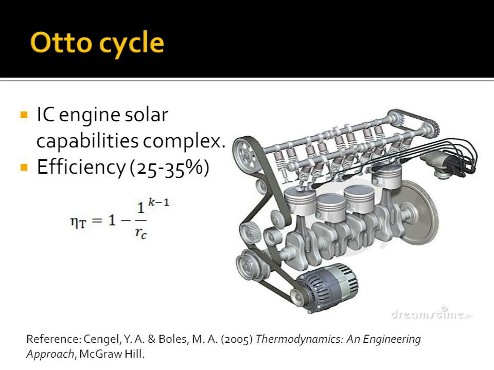Moving on to the Otto cycle. The Otto cycle, as you may or may not know, is the cycle that the internal combustion engine, your car engine, is based on. In terms of solar capabilities, to put it in one word, the solar capabilities are complex. Because the IC engine heat source is internal, it's internal to the material boundaries. To focus solar radiation inside material boundaries is very complex.